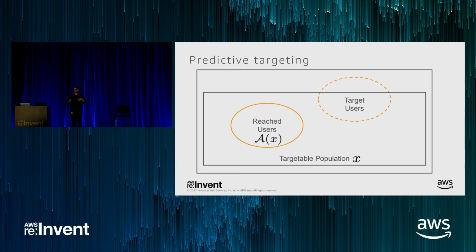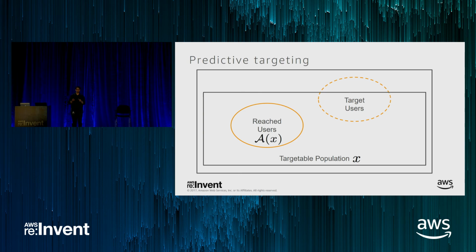The way I like to look at predictive targeting is by these boxes here. Imagine that the entire universe of users who can see ads is the big box. The smaller box, which I call the targetable population, are those users you can actually show an ad to. Not everybody's seeing ads right now. Not everybody's in your target customer base. So a subset of these can actually see ads.